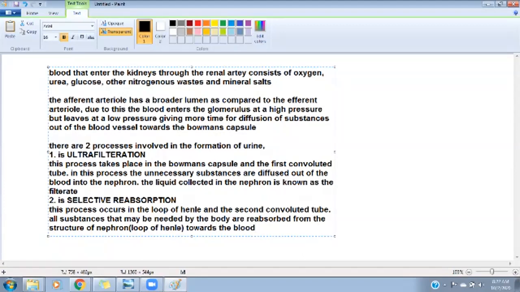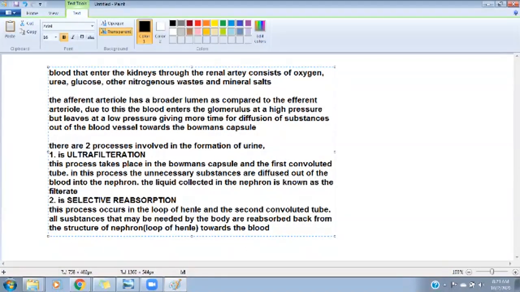Are reabsorbed back, word use कर लेते हैं, ठीक है? This process is selective reabsorption, सिर्फ reabsorption नहीं है, यानी सारी चीज़ें reabsorb नहीं हो रही, कुछ चीज़ें reabsorb हो रही हैं, वो चीज़ें जो ज़रूरी हैं बॉडी के लिए, ठीक है? तो selective reabsorption में क्या होता है कि पहले तो ये बताइए कि कहाँ होता है. It is occurring in the loop of Henle and the second convoluted tube.